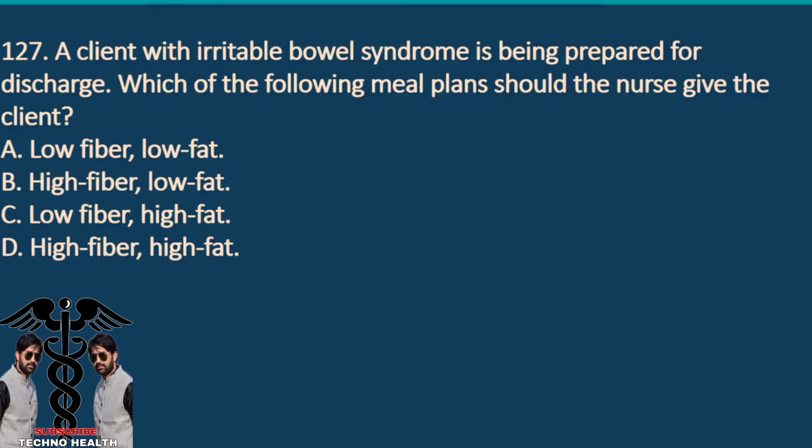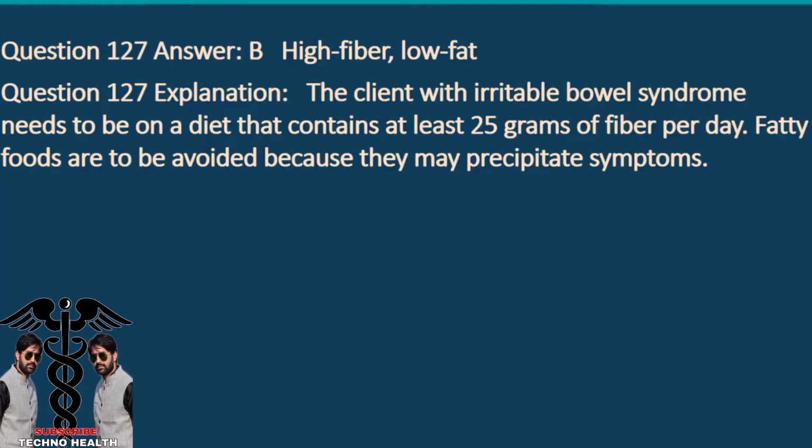Question 127. A client with irritable bowel syndrome is being prepared for discharge. Which of the following meal plans should the nurse give the client? A. Low fiber, low fat. B. High fiber, low fat. C. Low fiber, high fat. D. High fiber, high fat. Question 127. Answer: B. High fiber, low fat.